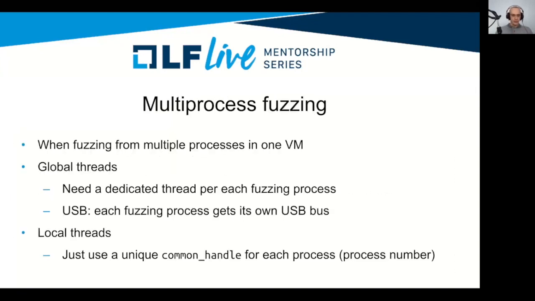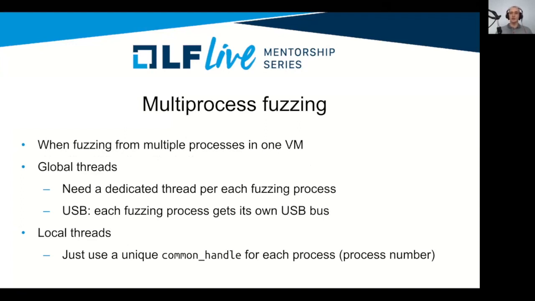Something that you need to keep in mind when you're using this is that when you're fuzzing from multiple processes in a single VM, there is an issue with global threads. If there's only a single global thread that handles inputs from all those processes, there is no way to know which coverage is related to each input.